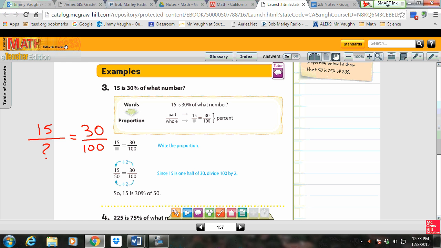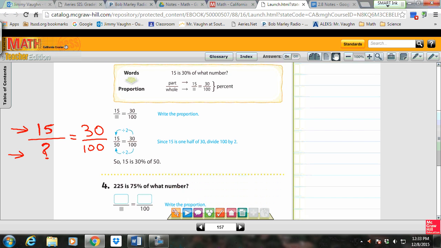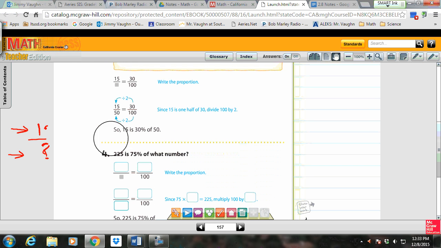Again, this is the part on the top and the whole on the bottom. 15 is the discounted amount, and the bottom would be the entire bill, like what it was originally. So what do you do from there? Once you get that proportion set up, it's pretty straightforward. You just make them true equivalent fractions, and you know that 30 divided by 2 is 15, so you do the same thing on the bottom. 100 divided by 2 is 50. Okay, that one was pretty straightforward.